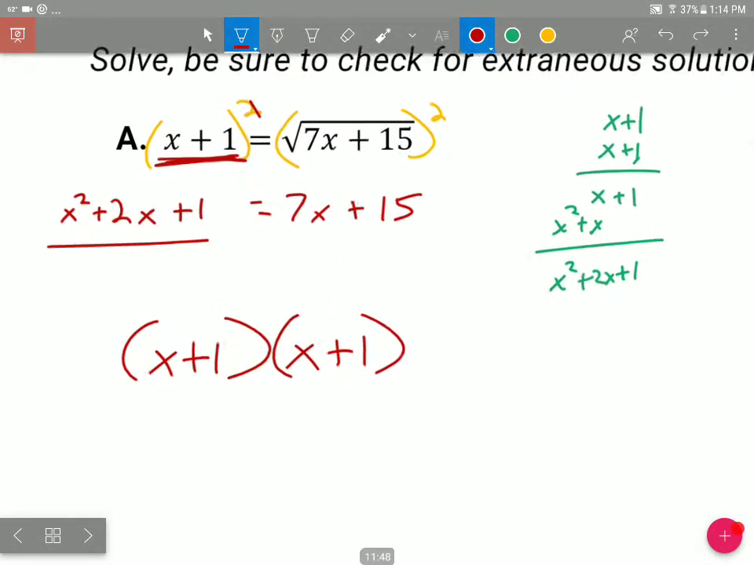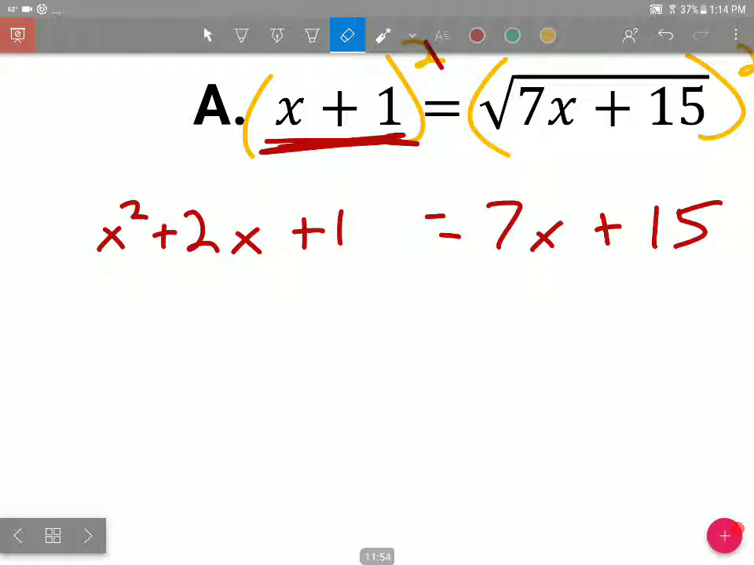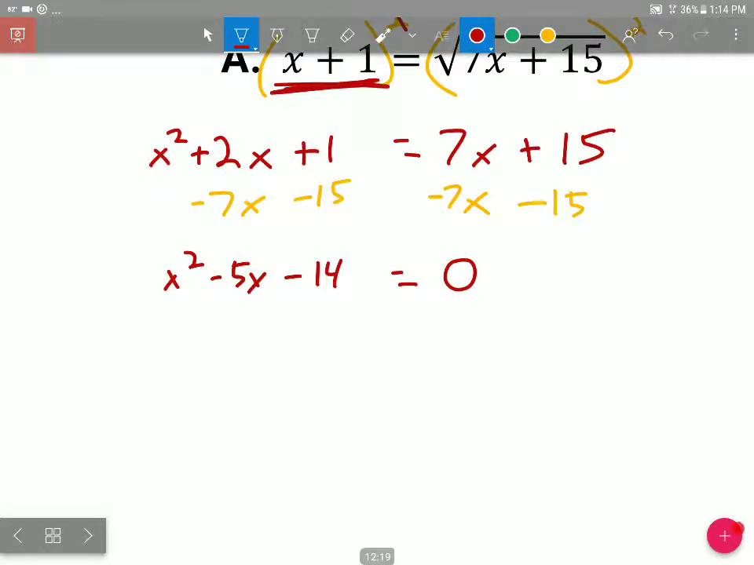All right, so from here we have an x squared to deal with. The way you deal with an x squared is you have an x squared and an x, so you need to get everything to one side. And hopefully you can just factor it, which in this case we can. So we'll subtract the 7x and subtract the 15. So we got x squared minus 5x minus 14 equals 0. So we got rid of the radical and got everything to one side.